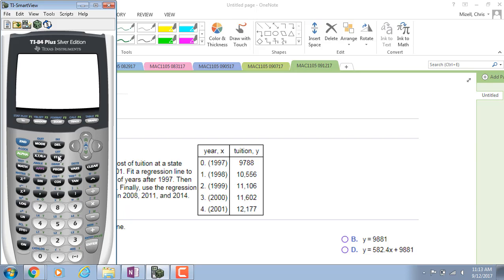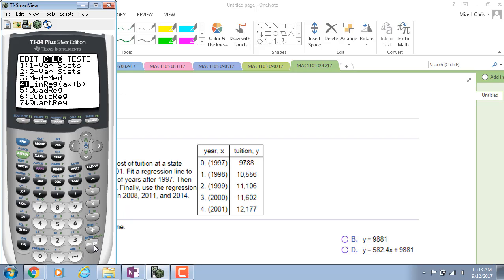So press the stat button, and then press the right arrow. We want to go to the calculate menu after pressing the stat button. So the right arrow takes us to the calculate menu. Lots of different options there. The one we want is number 4 on the list, which will give us the linear regression equation. So stat button, right arrow, number 4. You could press 4 or press enter after scrolling down to number 4.